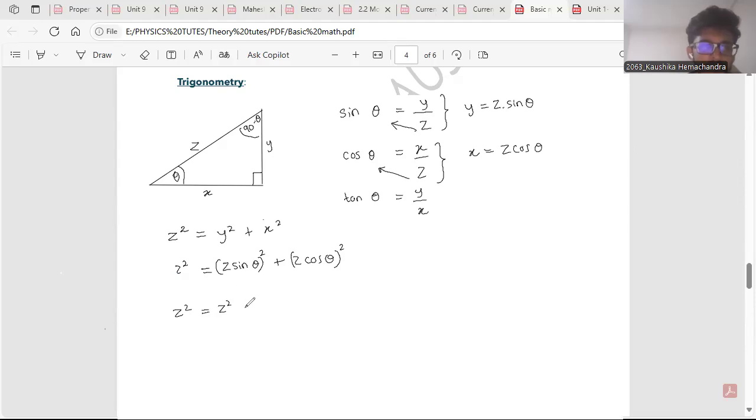And when you square a sine or cos or tan, you don't write it like this. This is wrong. That's sine value of theta squared.